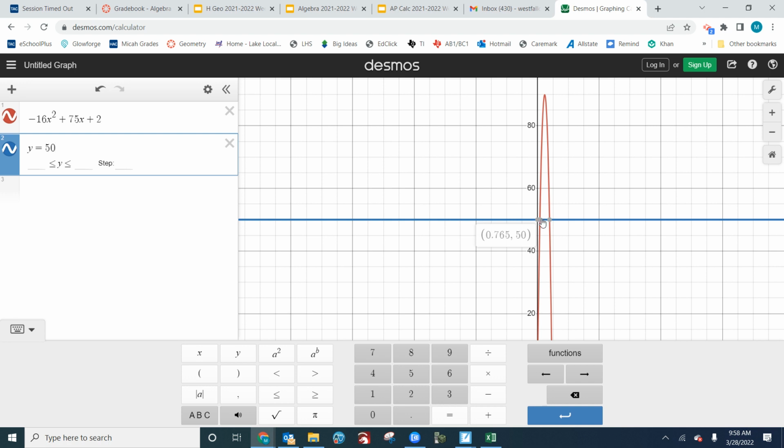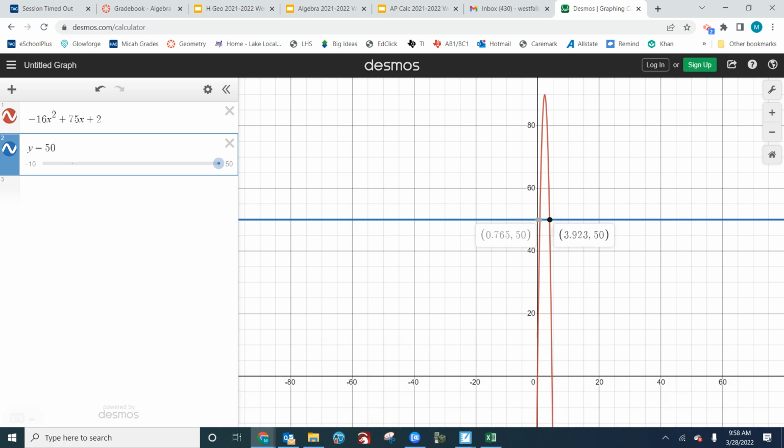Okay, so what are we going to write? How long is it going to take for that ball to be kicked to get over 50 feet? Well, it's going to hit 50 feet going up. How long does it take? 0.77, rounded up. 0.77 seconds. Write that in. And then what? 3.92. So it'll be above 50 feet for that time.